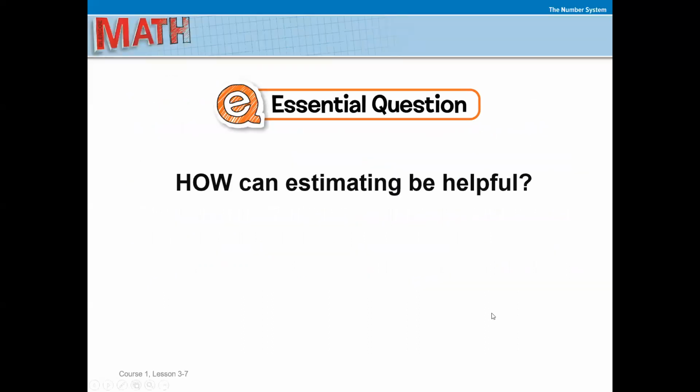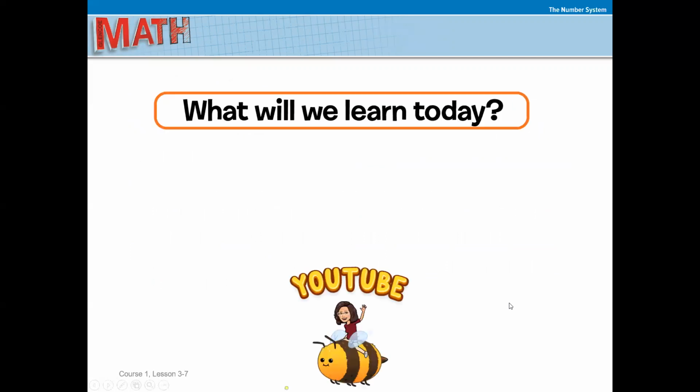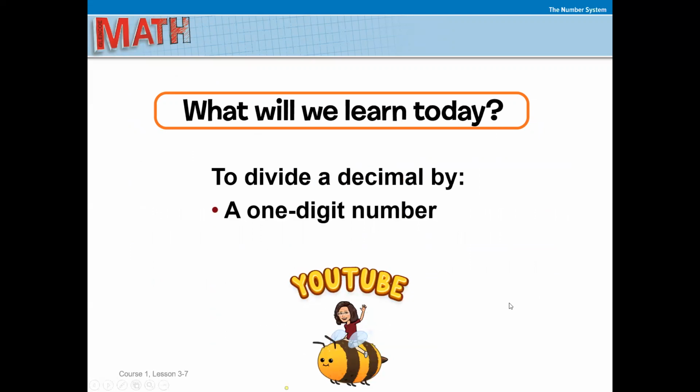Essential question: how can estimating be helpful? What will we learn today? To divide a decimal by a 1-digit number and a 2-digit number.